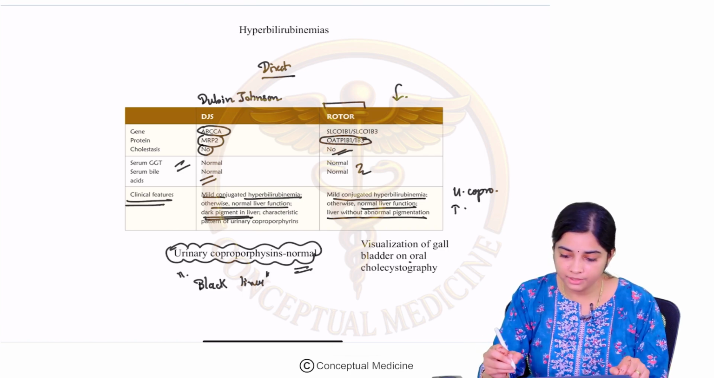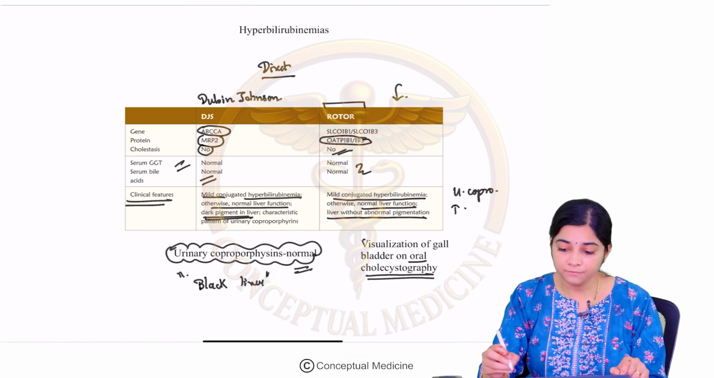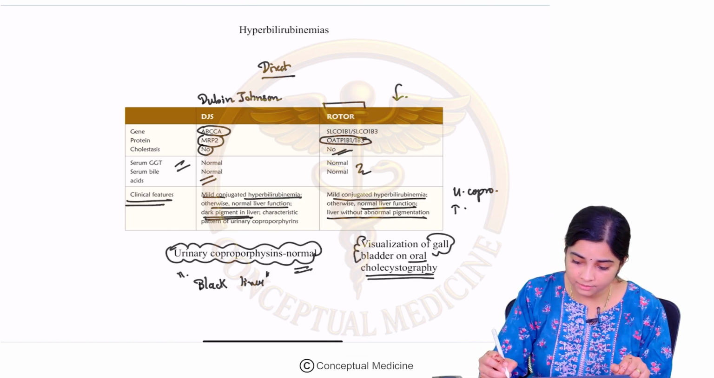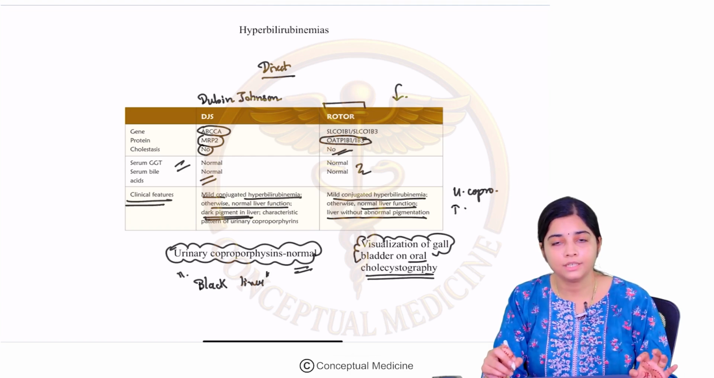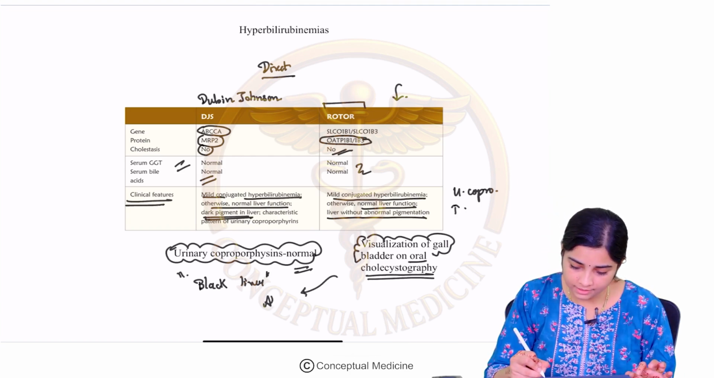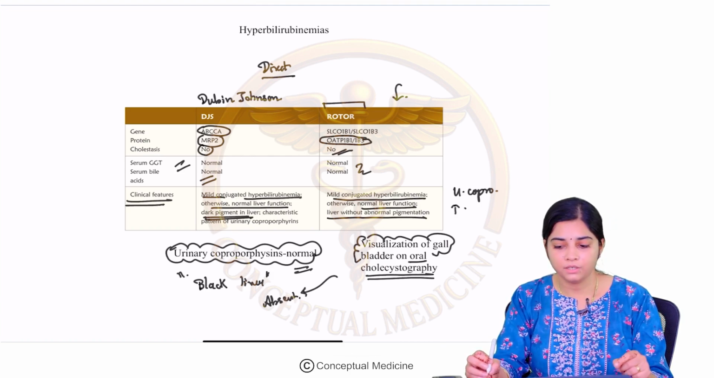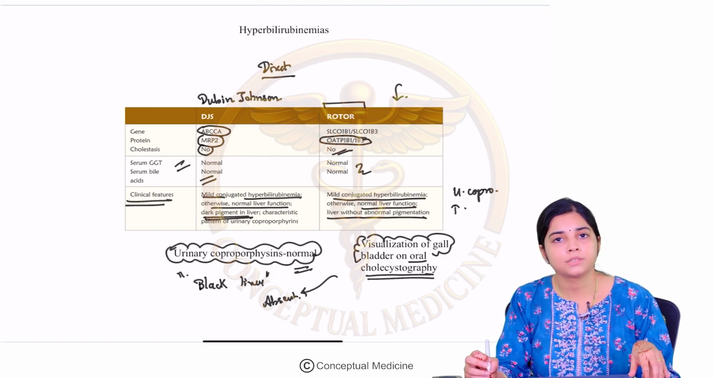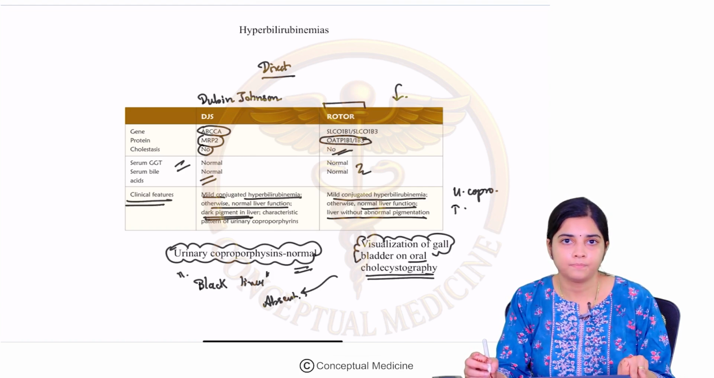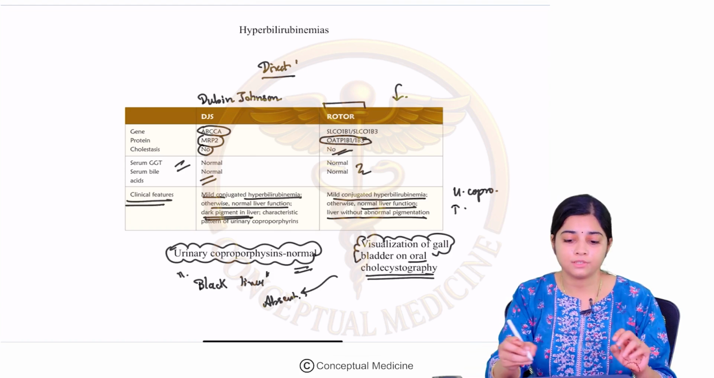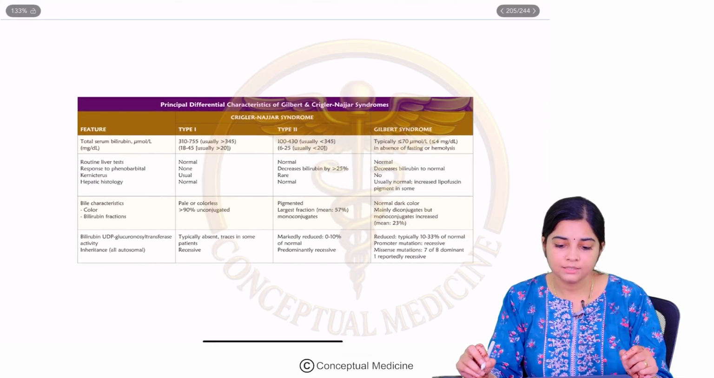Apart from that, when you do an oral cholecystography, the gallbladder is visualized in Rotor's syndrome, but it is absent in Dubin-Johnson syndrome. Okay, so these are the important differences between Dubin-Johnson and Rotor's syndrome. These are your genetic causes for direct hyperbilirubinemia. Let us look at the next causes.